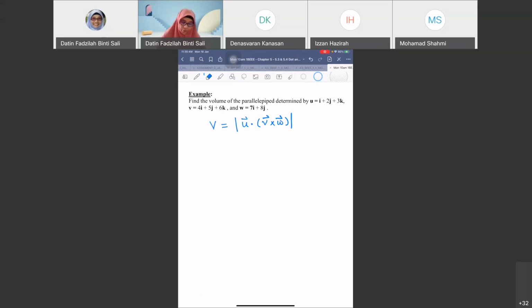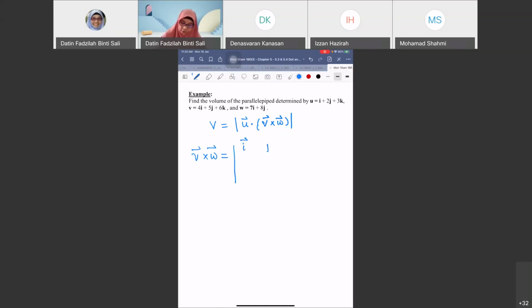So what you need to find, definitely you have to find your cross product first. You have to find this one first, then only at the end you can dot. Because dot means that later on you will get a number, and you can only dot if you have two vectors, and the cross product will also give you a vector. So first you find what is your V cross W. This is what you want to find first.